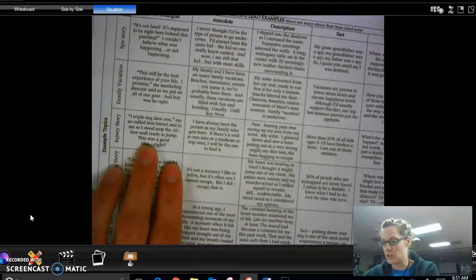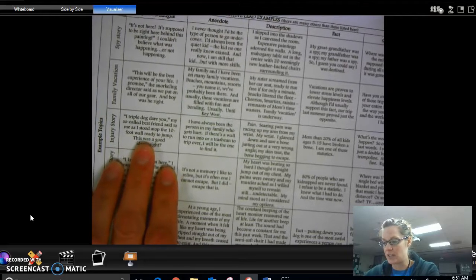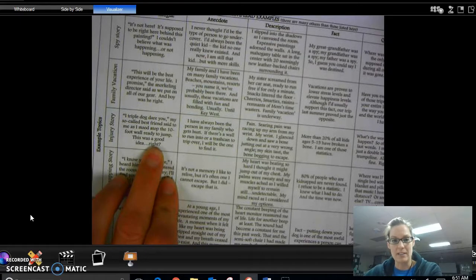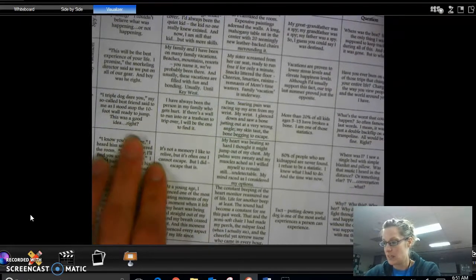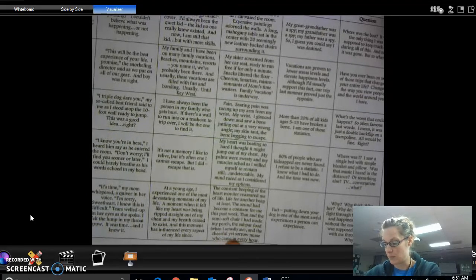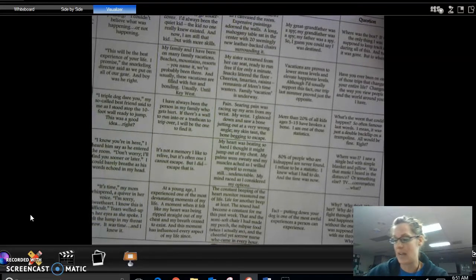So like if this is injury story for dialogue: "I triple dog dare you," my so-called best friend said to me as I stood atop the 10-foot wall ready to jump. "This was a good idea, right?" And so even right there, I've even gotten a tough question in and I didn't even mean to. Okay, here's description for sad. The constant beeping of the heart monitor reassured me of life. Life for another beep at least. The sound had become a constant for me this past week. That and the semi-soft chair I made on my porch, the subpar food when I actually ate, and the cheerful yet sorrowful nurse who came in every hour.